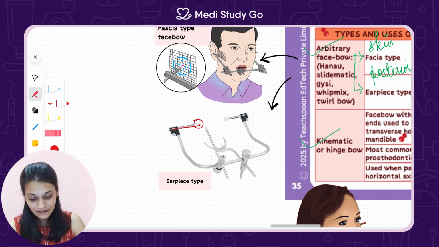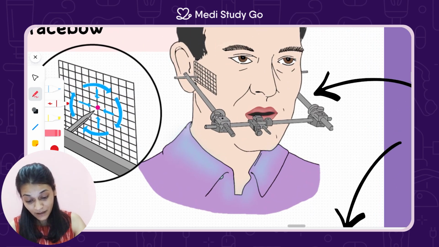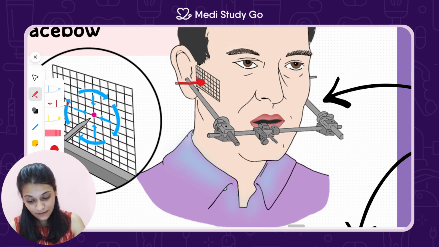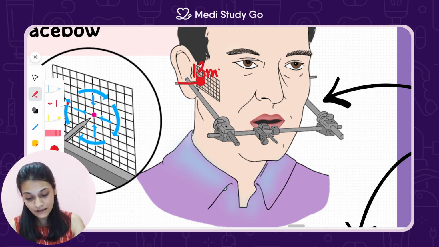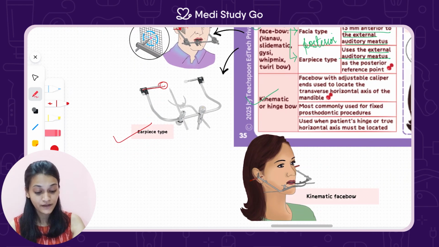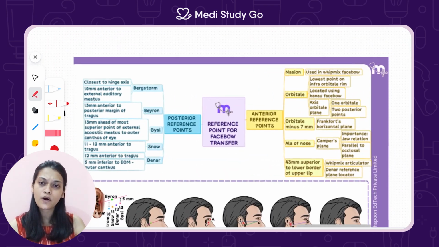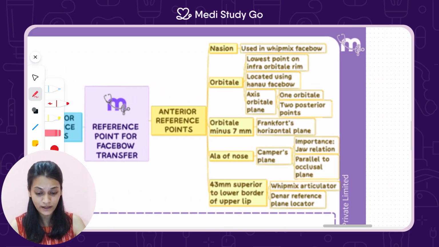So let's just quickly understand. Do you see this? This goes to your external auditory meatus and it's the earpiece. But here you can clearly demarcate that it's on the skin, which is 13 mm anterior to your external auditory meatus, and this is the fascia type. Now let's talk more about your anterior and posterior points, okay?